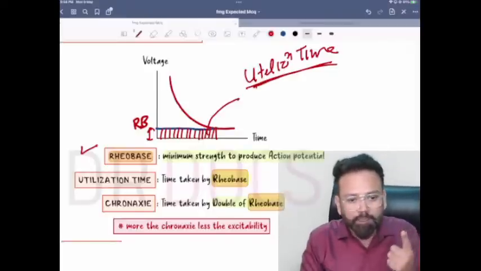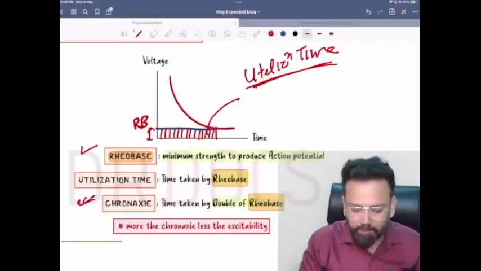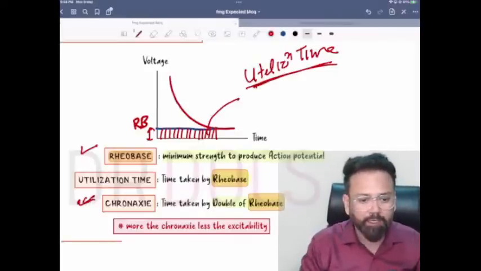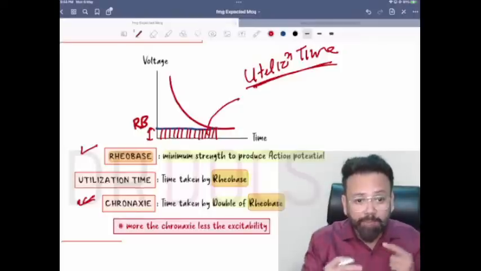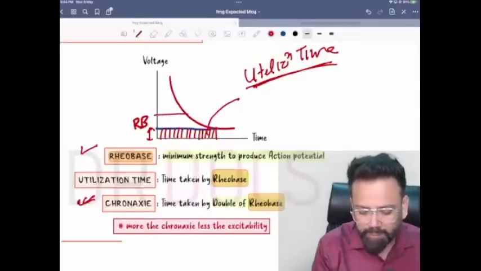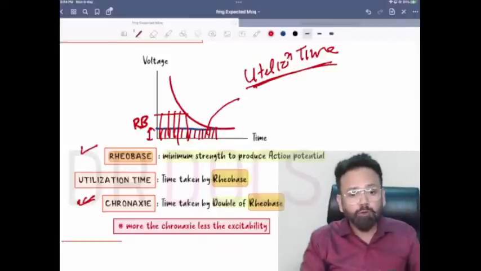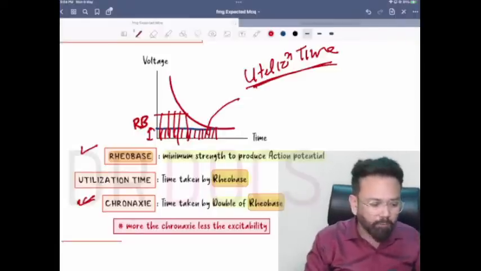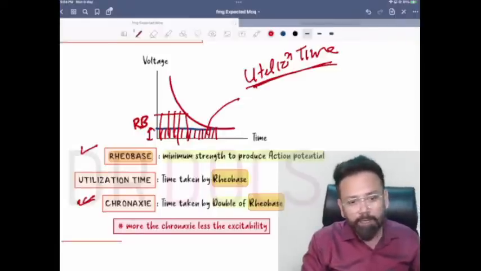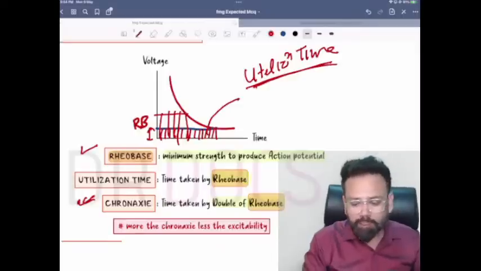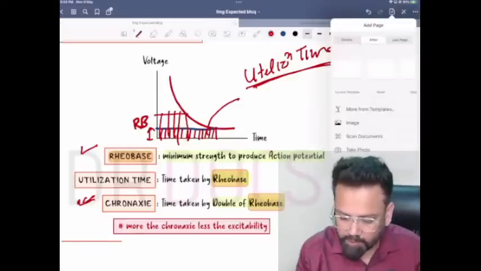But even more important than this is chronaxy. What is chronaxy? Time taken by double of rheobase. If you double the rheobase, time will be less or more? Tell me, time will be less, and that is called as chronaxy.